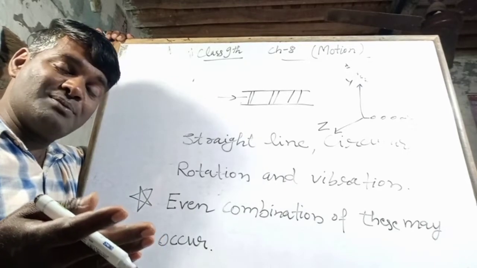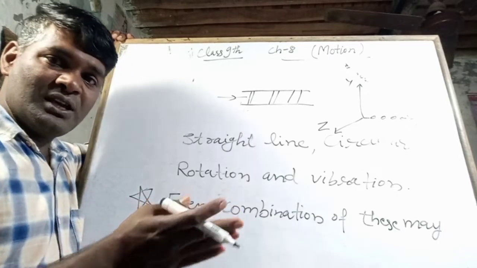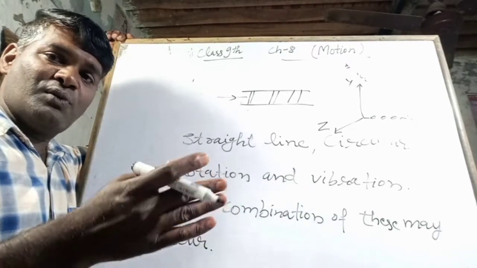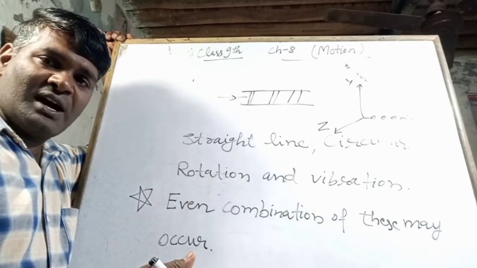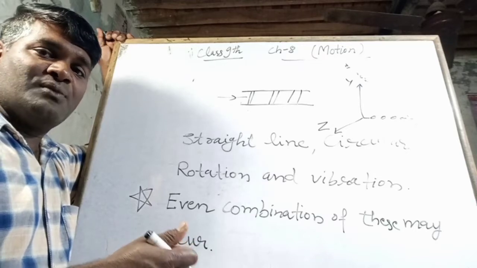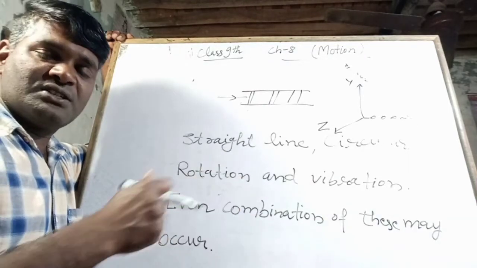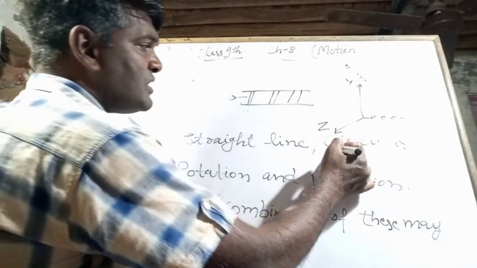And the object should not be a drunk person. Otherwise, you can observe how a drunk person will move, making a zigzag path. So it should be a controlled device, some electronic device that we can control and observe its motion. Okay. Now next was circular motion.